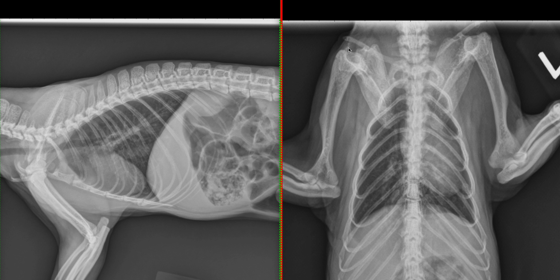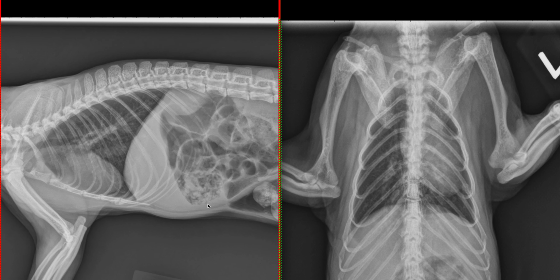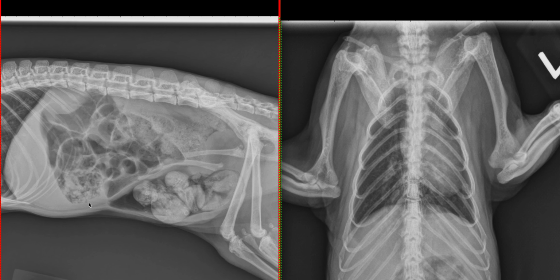Additionally, we see some mineral in association with the right clavicle and also with the left clavicle. These can indicate bone fragments from previous trauma. However, in the absence of soft tissue swelling in today's exam, acute trauma is considered unlikely. Let's move caudally to the abdomen.